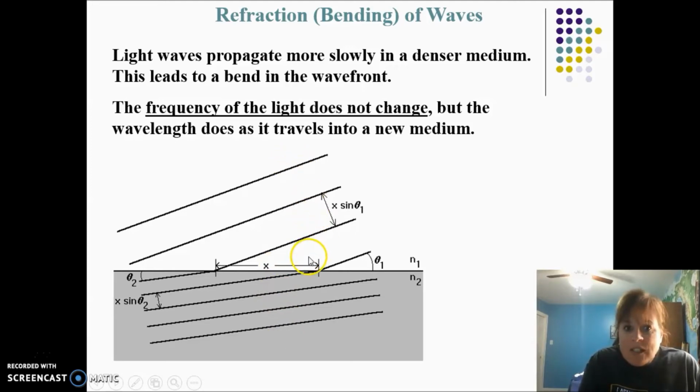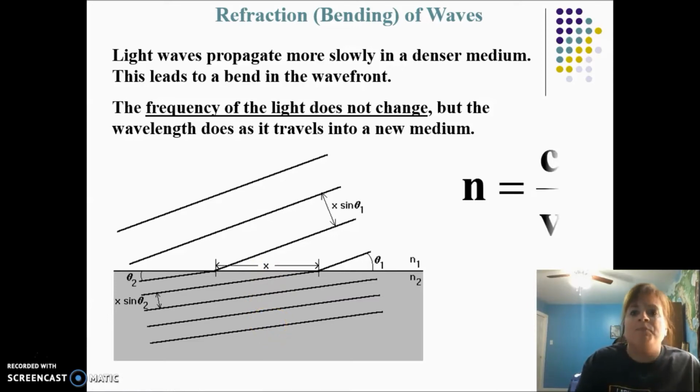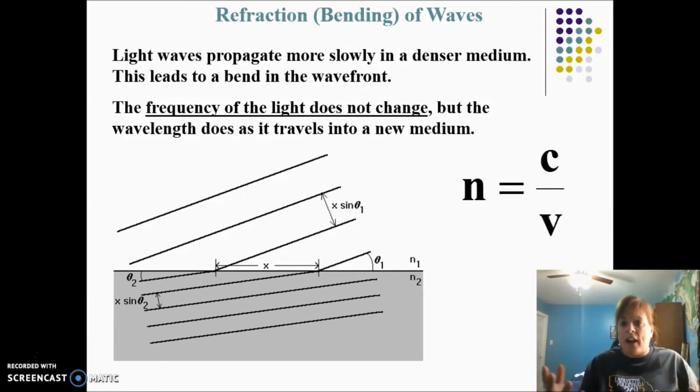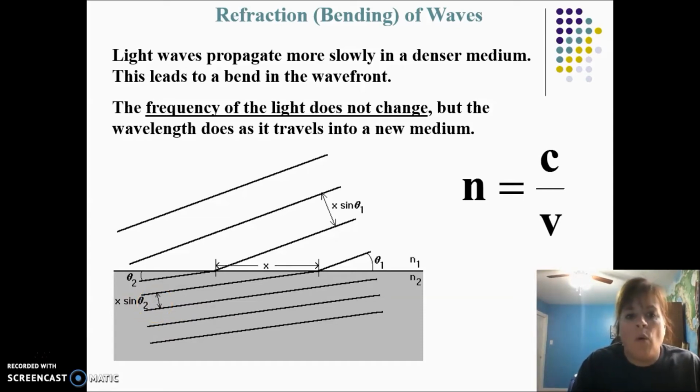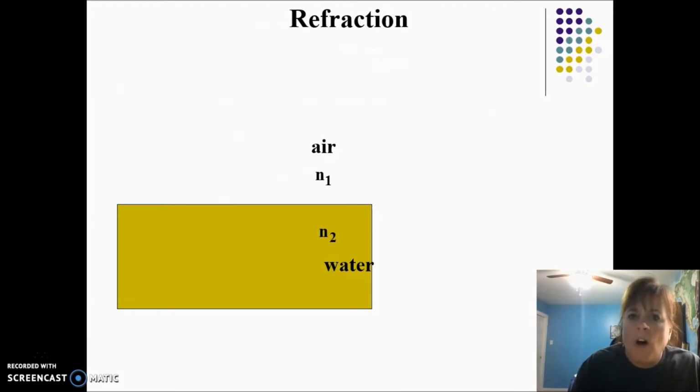But because it slows down, what happens also is I get a bending of the light. So here's my light wave. It hits here, and then as a ray, now it's bent. And remember, refractive index is the speed of light compared to the speed in the medium. So if I have a denser medium, my wave's going to move slower. Now, how much does it bend? Well, that's actually called Snell's law.